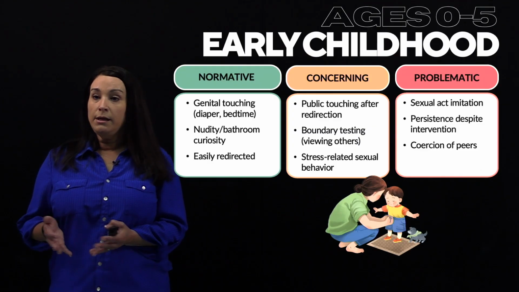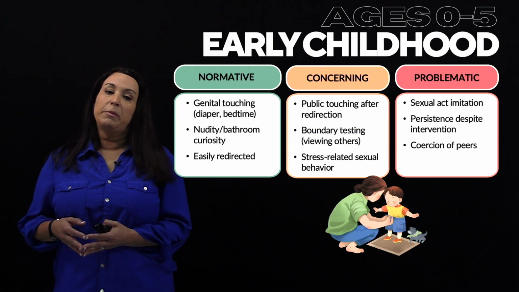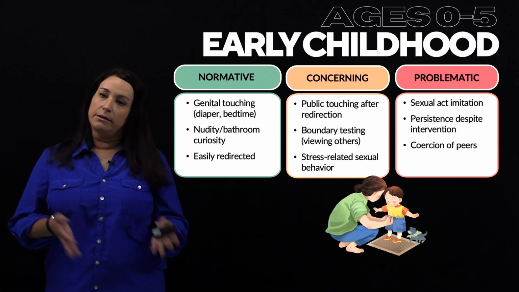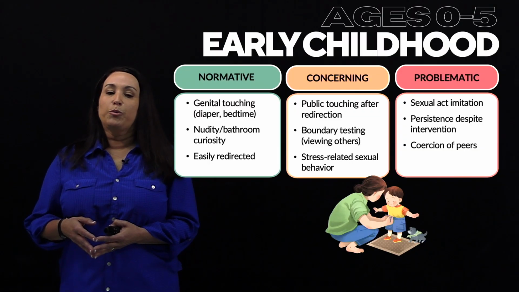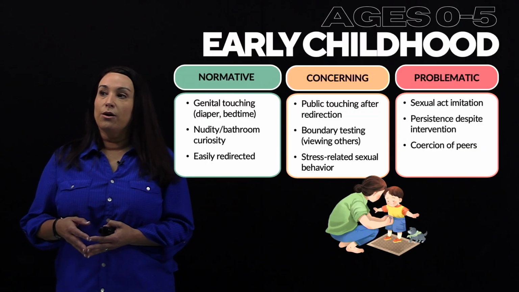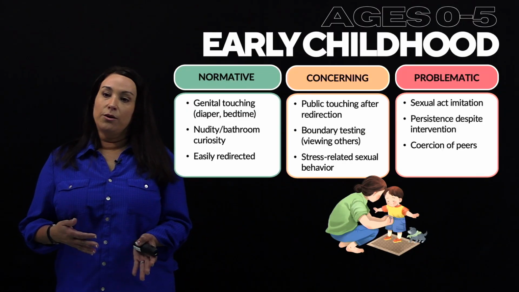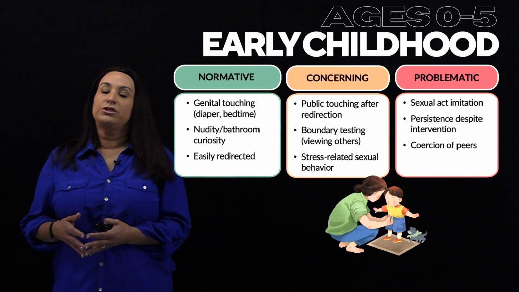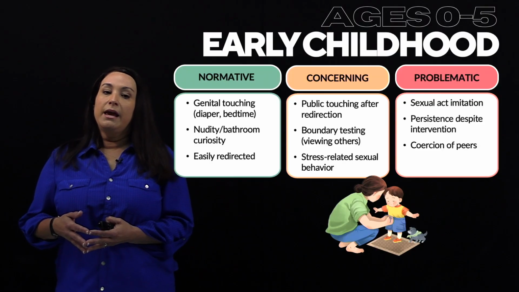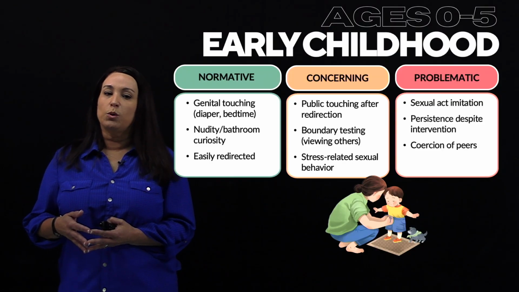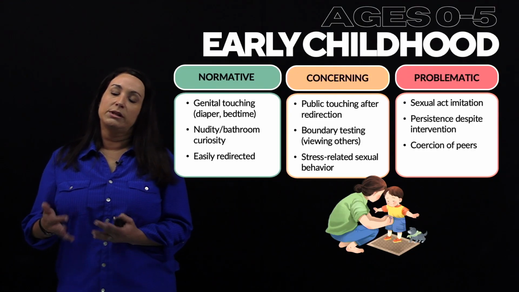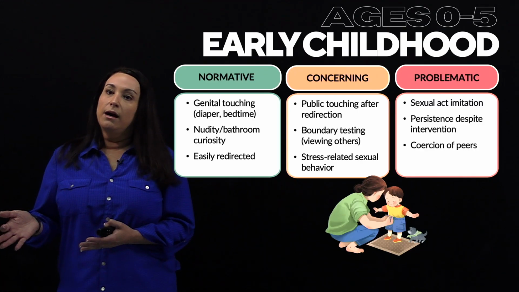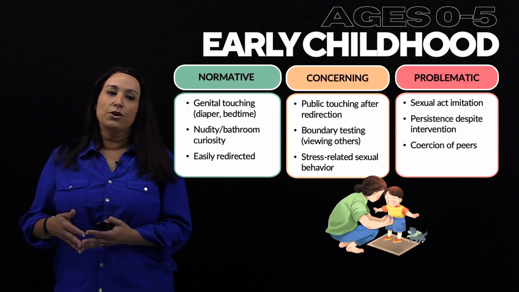Some concerning behaviors to keep your eyes out for would be public touching after redirection, after saying, no, that's not okay, and that's for private, or boundary testing where you have told them that you need to have the room alone and they continue to push the boundary to want to view others, and any type of stress-related sexual behavior. So the last thing that you want is a child to use this as a coping mechanism. So certainly you don't want to have those two things paired.